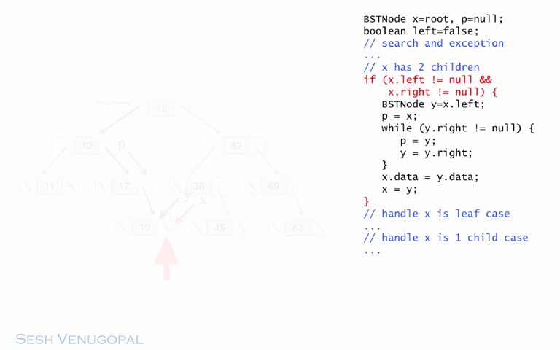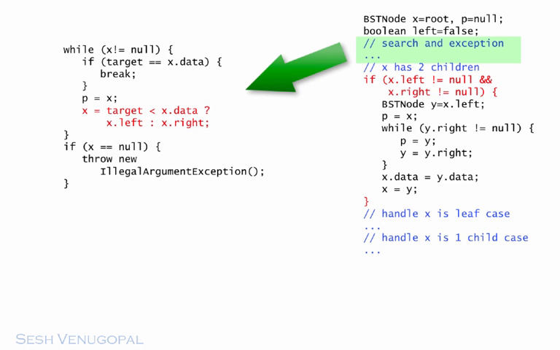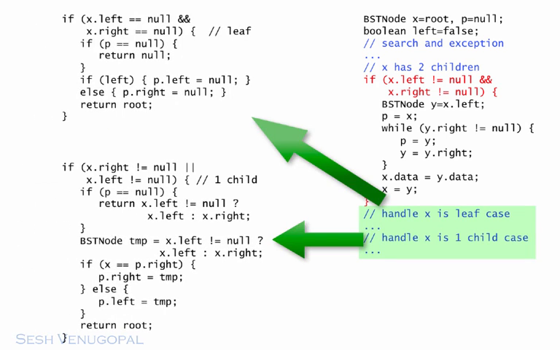First, the search and exception code. We don't actually need left, as we'll see shortly, so we rewrite the code like this, which also changes the if-else to a single assignment with a ternary operator. Second, the leaf and one child cases. I'm going to show you that the one child case does everything the leaf case does, and more, so we don't even need the leaf code.